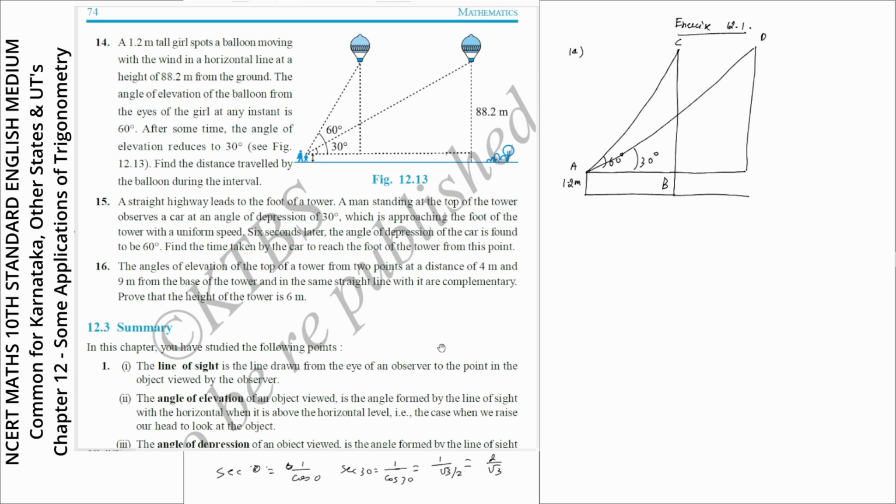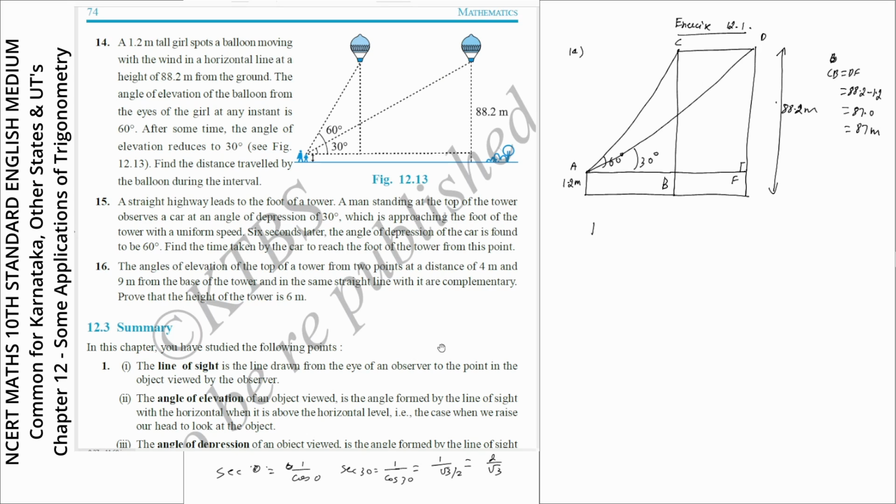Now I'll call this point F. The altitude of the balloon is the same, it's not changing, that is 82.2 meters. So now what is CB? CB is equal to DF. So this is equal to 82.2 minus 1.2. The height of the girl is 1.2 meters, so 82.2 minus 1.2 is 87. Both CB and DF will be equal to 87 meters.